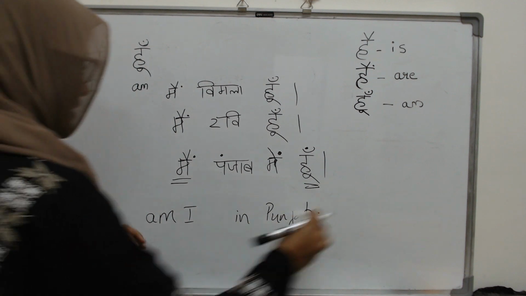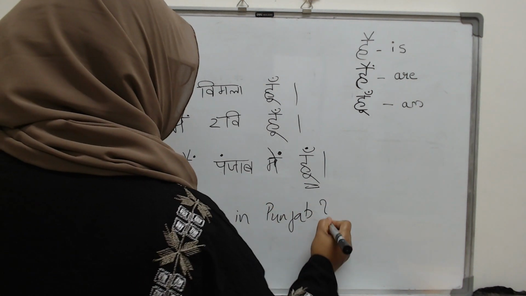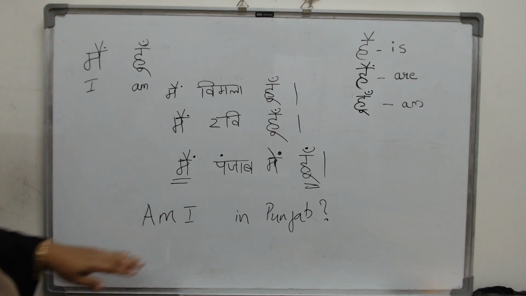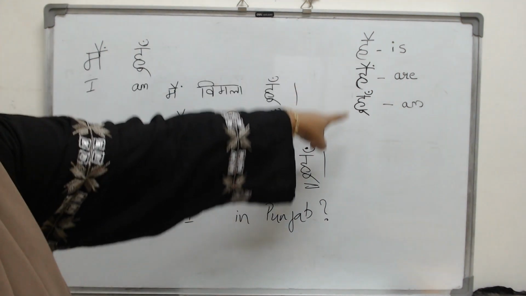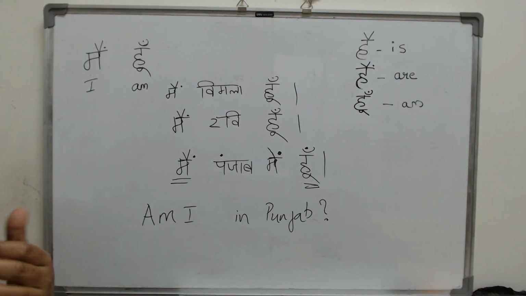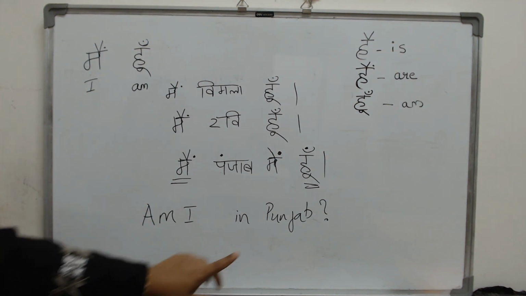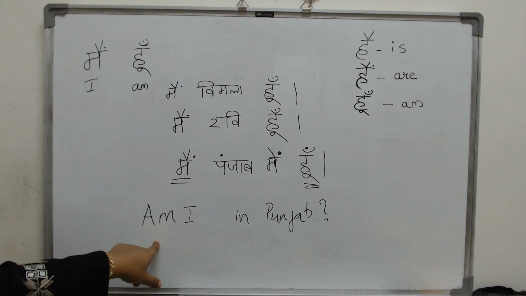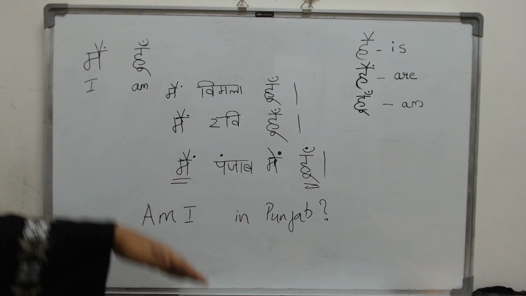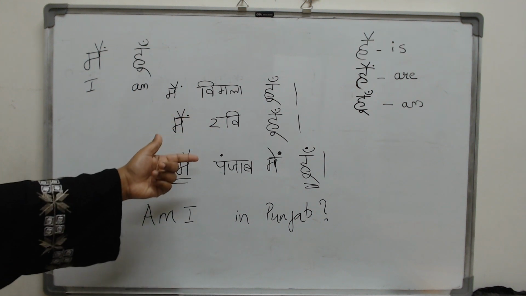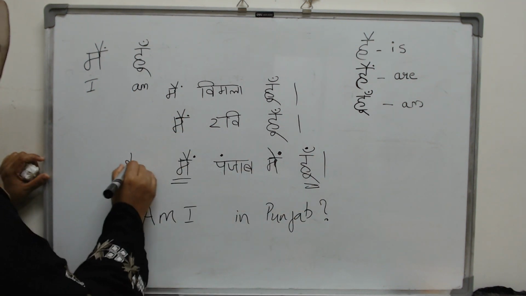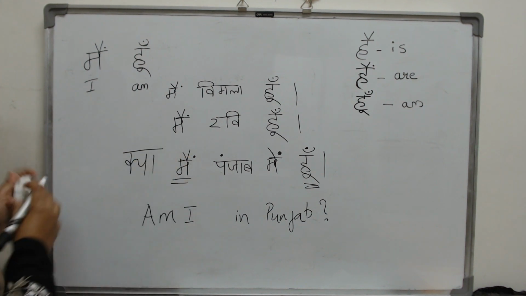Am I in Punjab? Now this becomes a question when you start your sentence with the helping verb, with one of these, is or am. Is she happy? Are you okay? When you start your sentence with a helping verb, then it becomes a question. Then how do you change it to Hindi? You don't have to touch any of this. Just add the word kya.